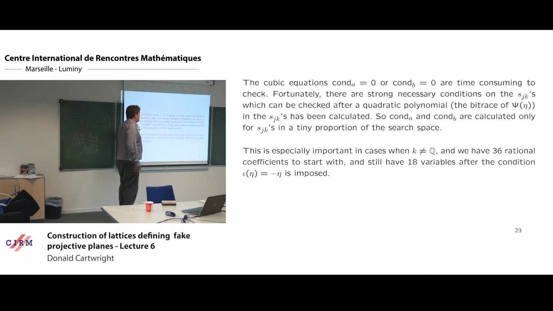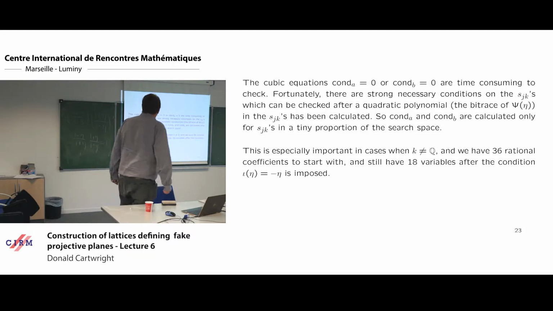So in the program, well, there are first of all some elementary congruence properties on the SJKs, which allows you to maybe only look at 1/8 of the possibilities. Then you calculate this bitrace, and then you apply these necessary conditions, which are, again, linear conditions. And so the upshot of that is you only calculate these cubics in a tiny proportion of the cases.